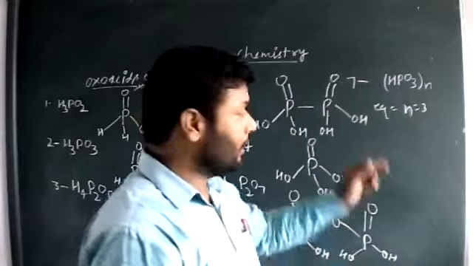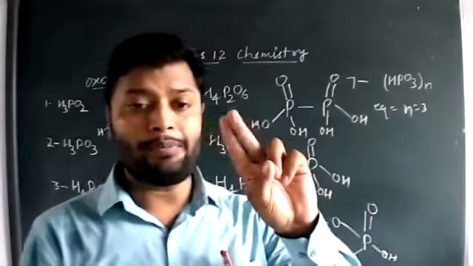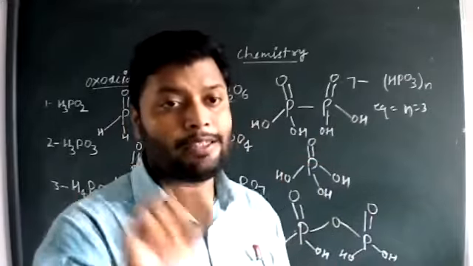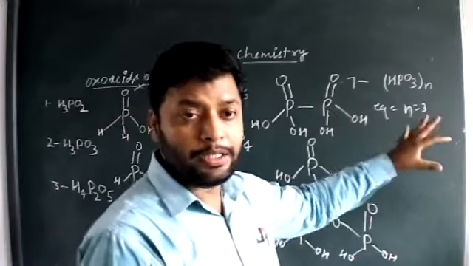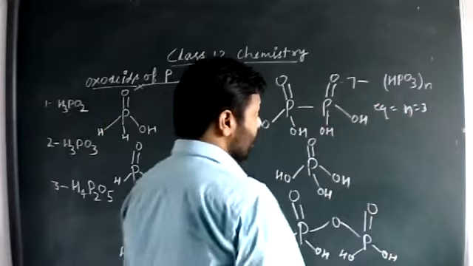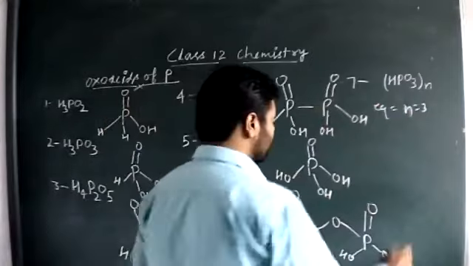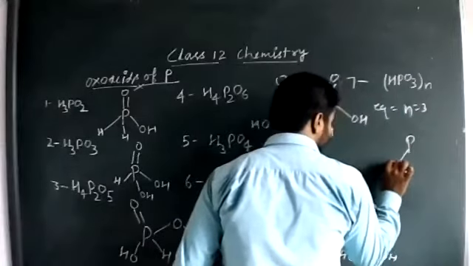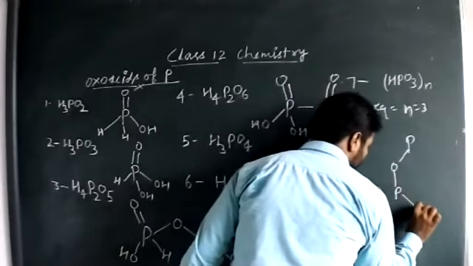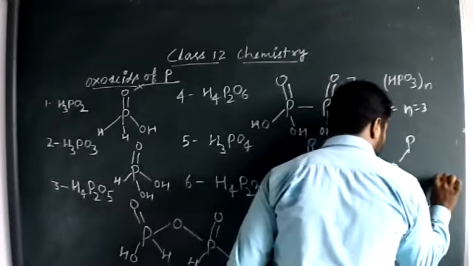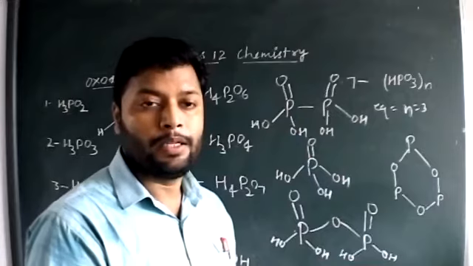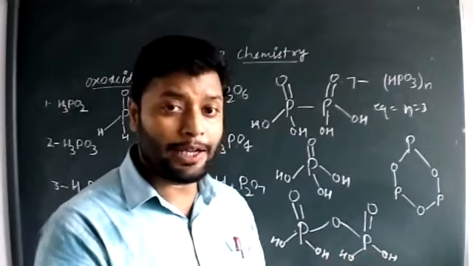In the case of 3, this structure can make two different types of geometry. One is called cyclic geometry, which is more stable than linear geometry. So (HPO3)3 actually makes a cyclic structure like a benzene. And there will be a POP bond 3 times.